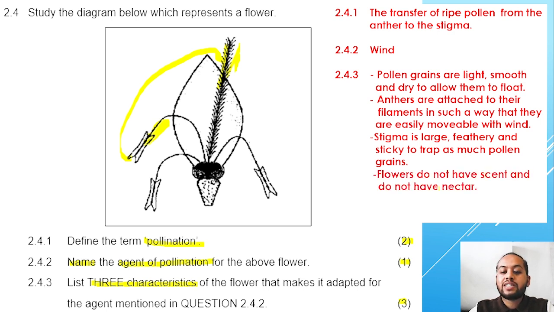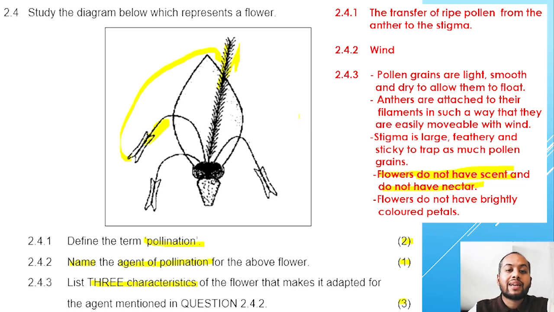Flowers do not have a scent and do not produce nectar, because there are no insects that are going to be attracted to them. Lastly, flowers do not have brightly colored petals. The petals are not brightly colored. Why not? Because the birds would normally be attracted to those brightly colored petals, and wind would not be using brightly colored petals to its advantage.